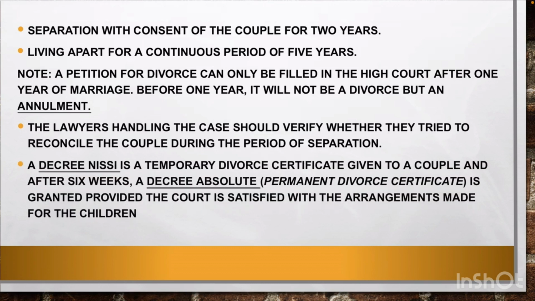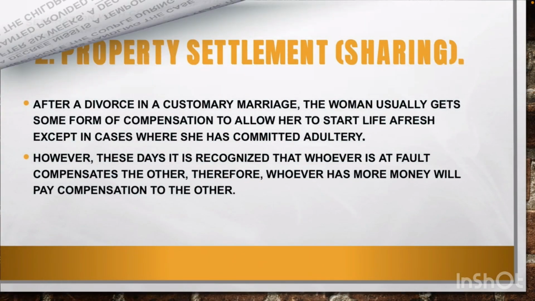A decree nisi is a temporary divorce certificate given to a couple. So first of all, they'll give you a decree nisi as a couple, temporary divorce certificate. Then after 6 weeks, the High Court will give you a decree absolute. This one is a permanent divorce certificate, and the arrangements will be made for the children, property settlement and other things. So now let us look at property settlement.